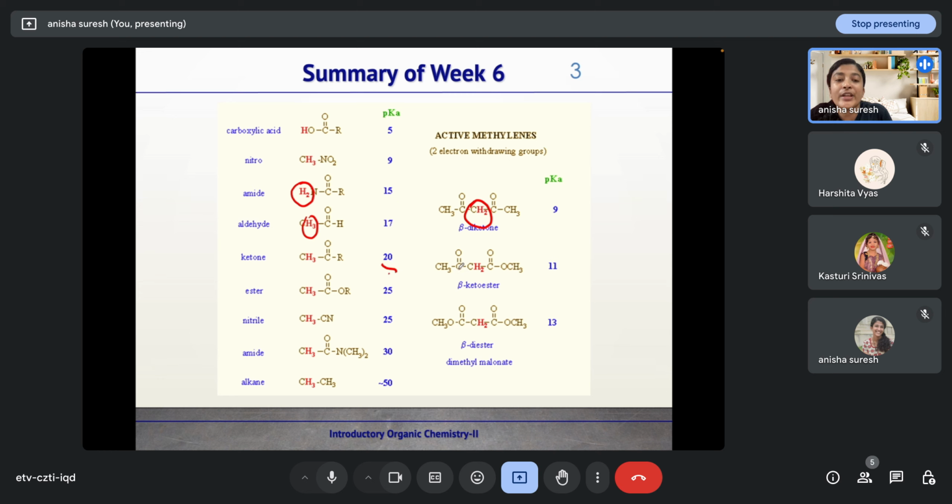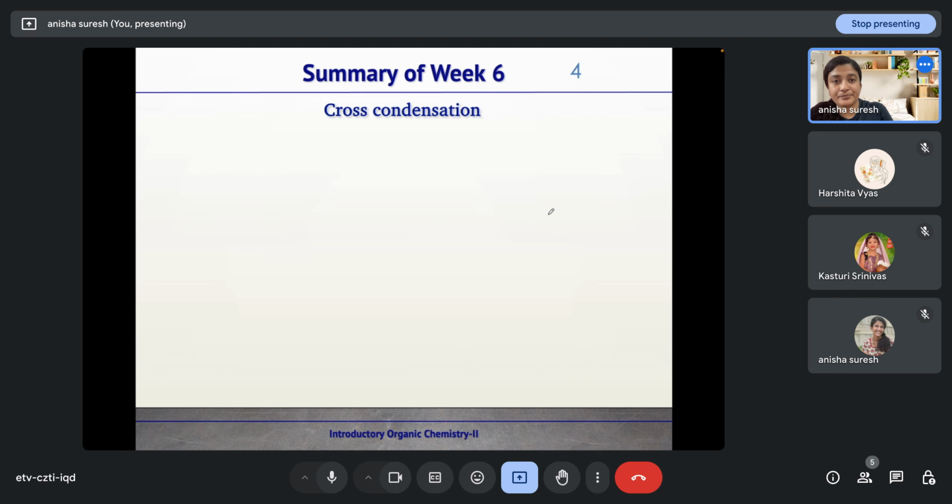And now when we compare beta keto ester, its pK value is 11. Normal esters are having pK value of 25. And now when we consider beta diester, its pK value is 13. So here the pK values are drastically decreasing in the case of active methylene groups because of the presence of two electron withdrawing groups. Two dicarbonyl groups are present. That is the reason why its pK value is getting reduced.